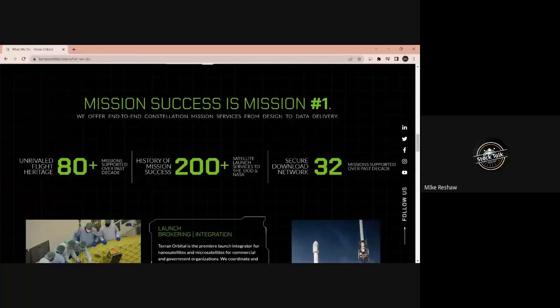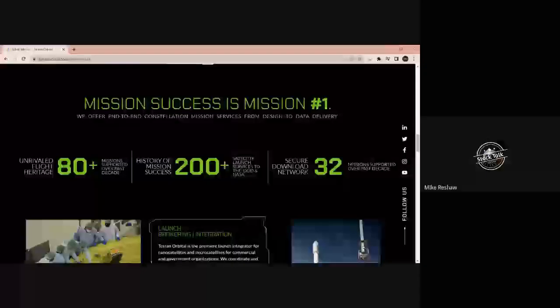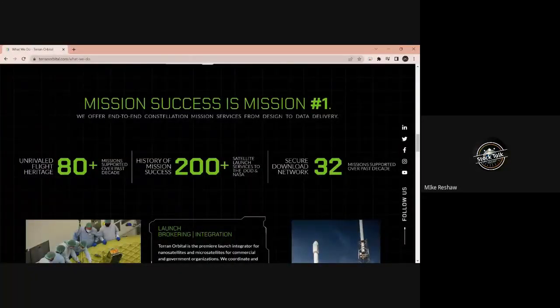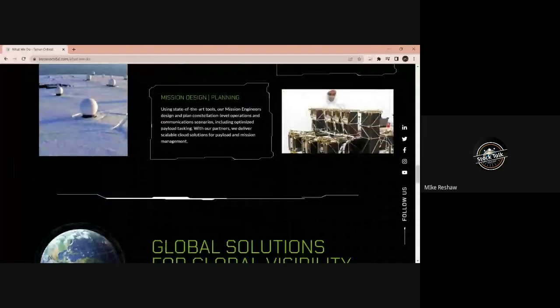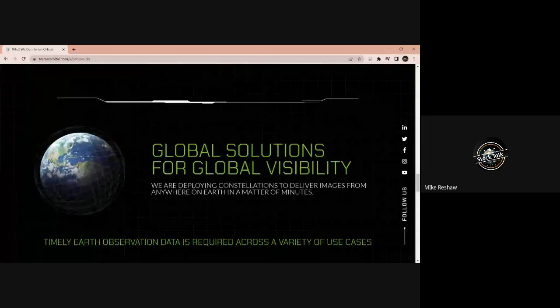Terran Orbital is a premier launch integrator for nanosatellites and microsatellites for commercial and government organizations. They coordinate to secure launch opportunities with nearly every launch provider in the world, and they have a track record of delivering more than 215 satellites to orbit. Ground station networking: with a worldwide network, Terran Orbital has ground stations, and their team delivers autonomous communication capabilities so customer data is received, routed, processed, and delivered timely and securely. The mission operations center is equipped to manage multiple vehicles and missions simultaneously, combined with the global ground station network. They provide actionable, low-latency information to customers and end users around the clock. For mission design, they use state-of-the-art tools for mission engineers and constellation-level operators, and they communicate scenarios including optimized payload tasking. Their global solutions offer global visibility, developing constellations to deliver images from anywhere on Earth in a matter of minutes. So they have several things that they are doing.